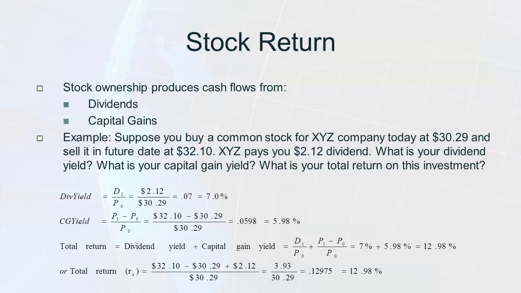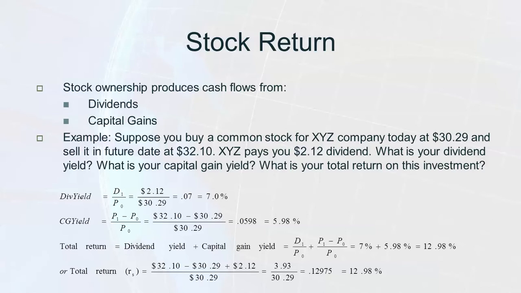Looking at this example, suppose you buy a common stock of XYZ company today at $30.29 and sell it at a future date at $32.10, and the stock pays you a $2.12 dividend. So what is your dividend yield, what is your capital gain yield, and what is your total return on this investment? Let's find out these three things.